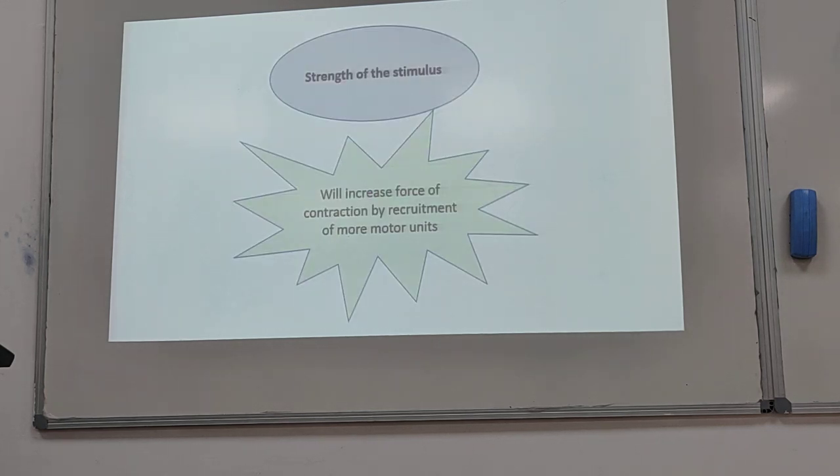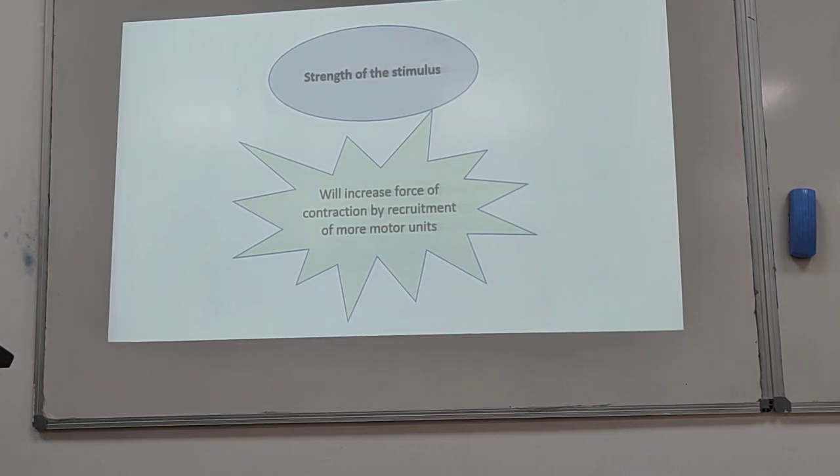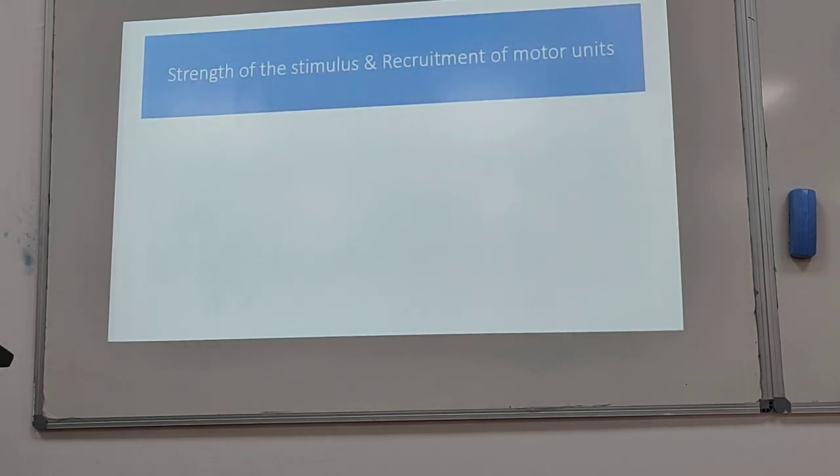So the strength of the stimulus will increase by recruitment of more motor units. I hope this concept is now clear. In a single given muscle, if I have to lift just this, I need fewer motor units. If I have to lift this, I need more motor units. And if I try to lift this, I need maximum motor units. You understand? So this concept we make: strength of stimulus and recruitment of motor units.